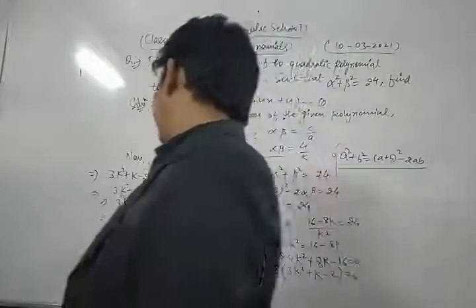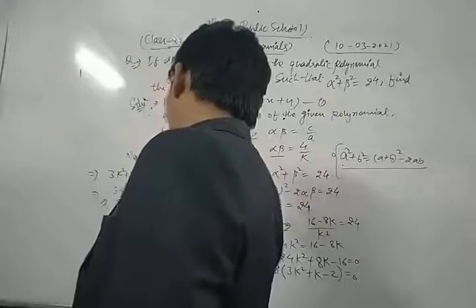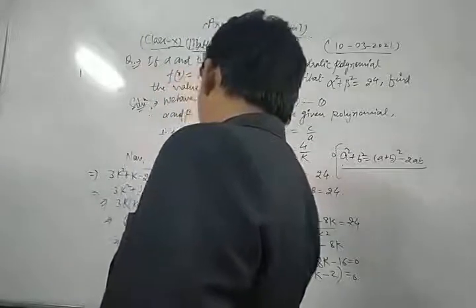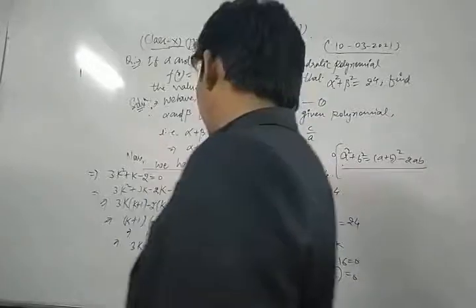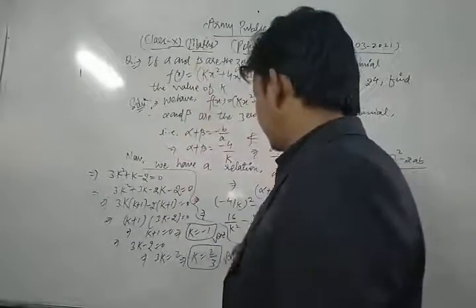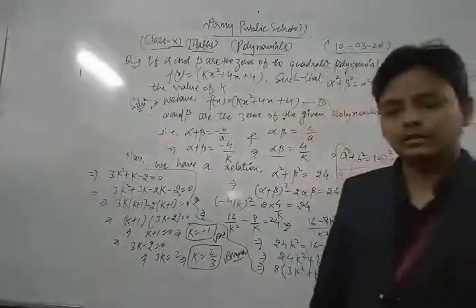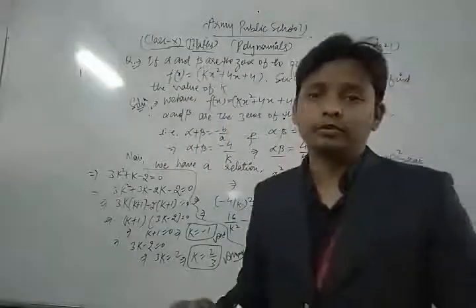Okay. When we take 3k minus 2 is equal to 0, then we get 3k is equal to 2. Thus k is equal to 2 by 3. This is another answer. Okay. Thus, dear students, in this way we find the value of k.